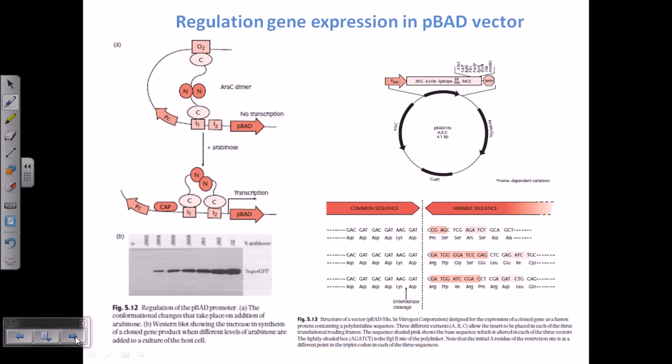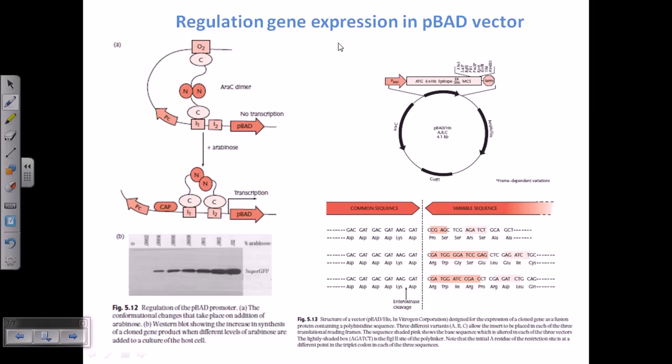Now, regulation of gene expression in the PBAD vector. We have seen the regulation using the lac operon. We have seen the regulation using the tryptophan operon. Now let us see the regulation using the arabinose operon. All three of these operons are the most important operons to study. So you can find videos about the lac operon, the tryptophan operon, as well as this arabinose operon on my YouTube channel. You can go look for it. It will help you to understand the process.